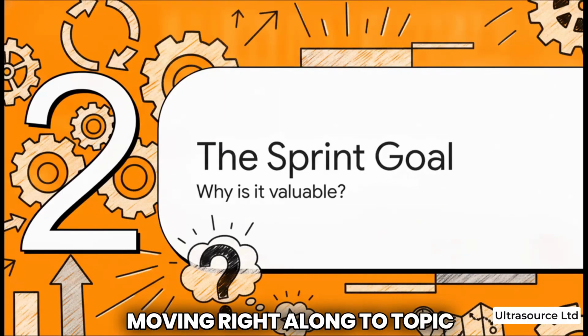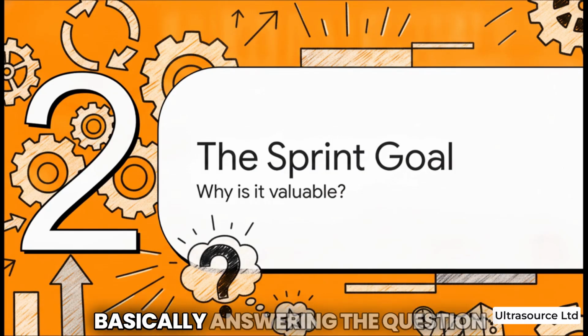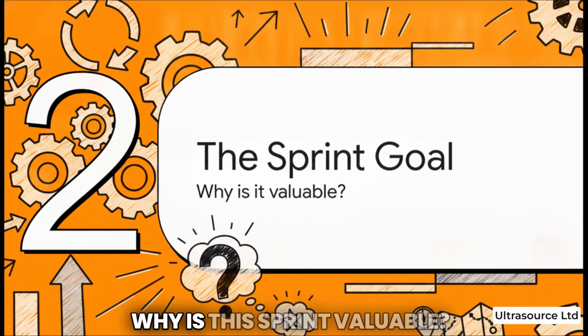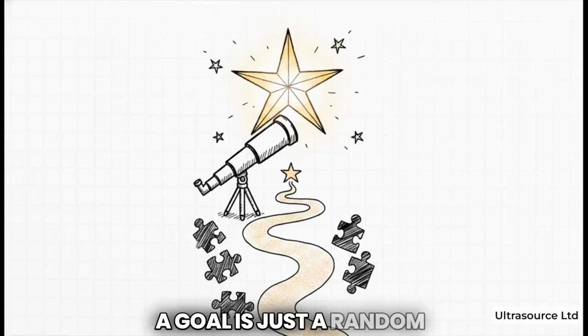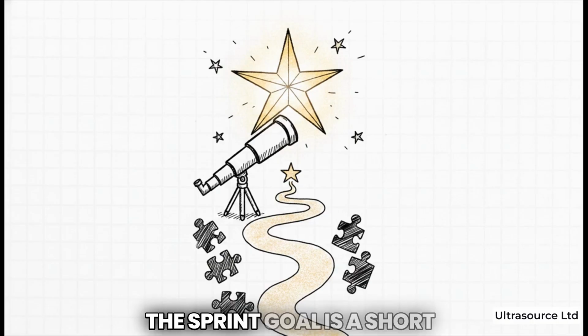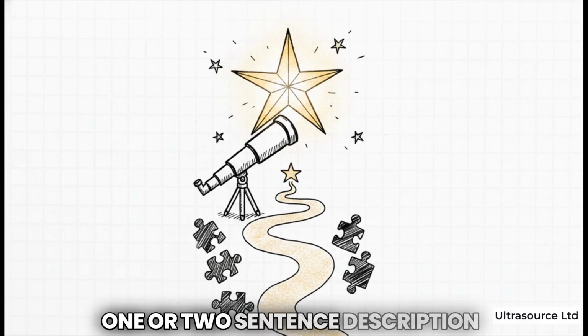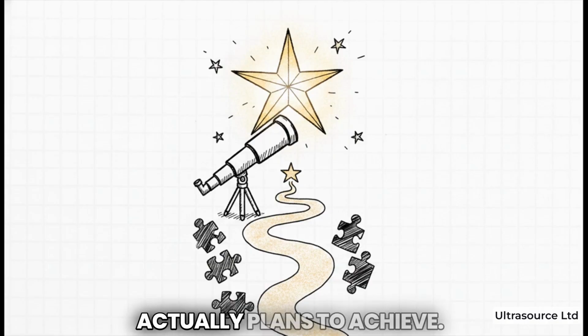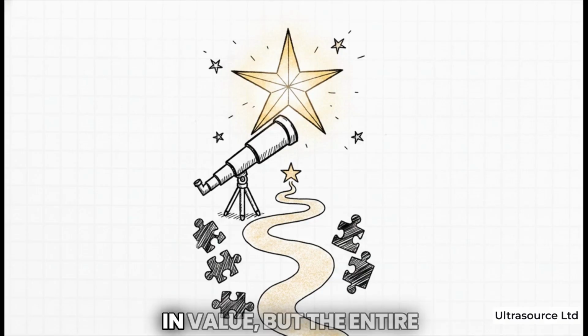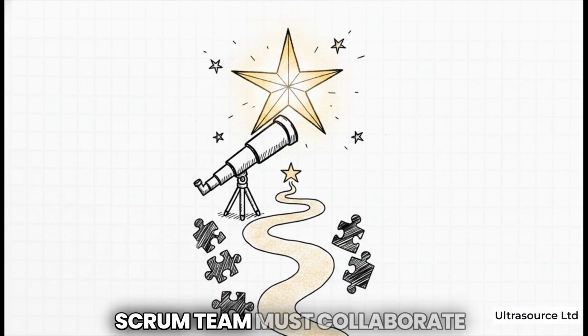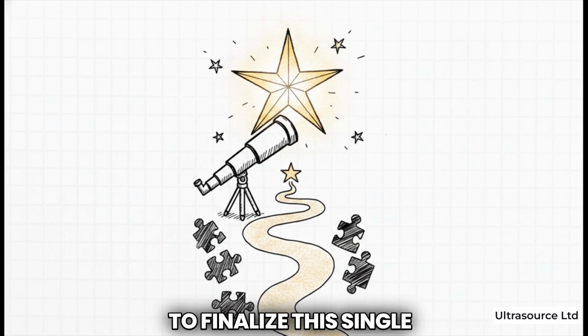Moving right along to topic 1, the sprint goal. Basically, answering the question, why is this sprint valuable? Look, a sprint without a goal is just a random assortment of tasks. The sprint goal is a short 1 or 2 sentence description of what the team actually plans to achieve. Now, the product owner might propose how the product could increase in value, but the entire Scrum team must collaborate to finalize this single, focused objective before planning ends.